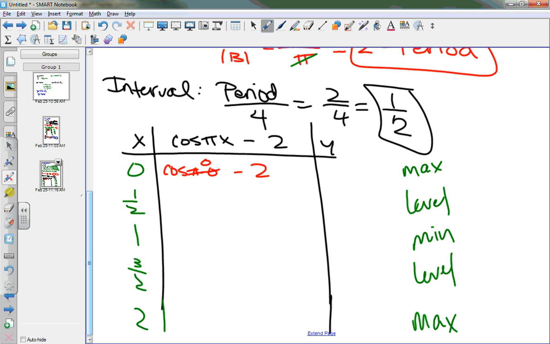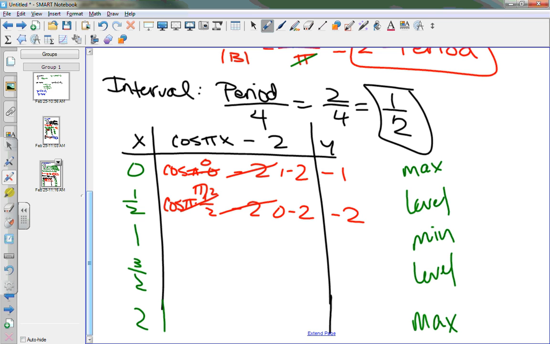What's the cosine at 0? 1. Very good. So I'm going to have 1 minus 2, which gives me negative 1. Is that my max? Yes. Go to the next one. Cosine of pi times 1/2 minus 2. That gives me pi over 2. What's the cosine of pi over 2? Up top, 90 degrees. Cosine will be 0. So that's going to give you 0 minus 2, to give you negative 2. Is that your level? Yes.